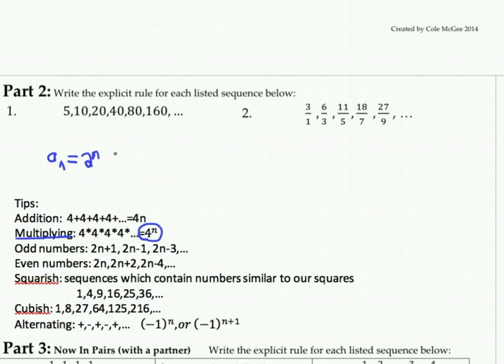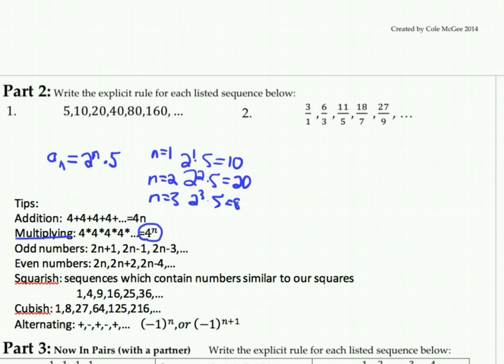So powers of 2 is definitely something that's going on here. But I think we also need to work with that 5. So I'm going to put times 5, and now I'm going to try it. N equals 1. If I put n equals 1 in there, what am I going to get? I'm going to get 2 to the 1 times 5. That's 10. If I put n equals 2 in there, then I'm going to get 2 to the 2 times 5. That's 4 times 5. That's 20. If I put 3 in there, then I'm going to get 2 cubed times 5. It's 8 times 5. That's 40.